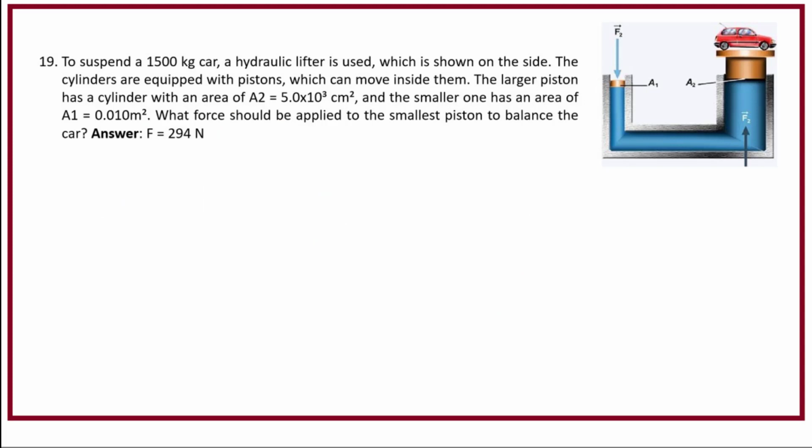19. To suspend a 1500 kg car, a hydraulic lifter is used, which is shown on the side. The cylinders are equipped with pistons, which can move inside them. The larger piston has a cylinder with an area of A2 equals 5.0 x 10 cubed cm squared, and the smaller one has an area of A1 equals 0.010 m squared. What force should be applied to the smallest piston to balance the car?